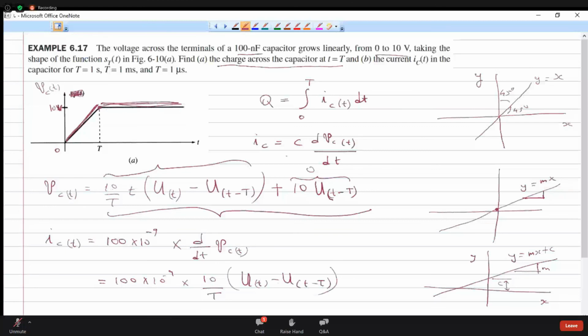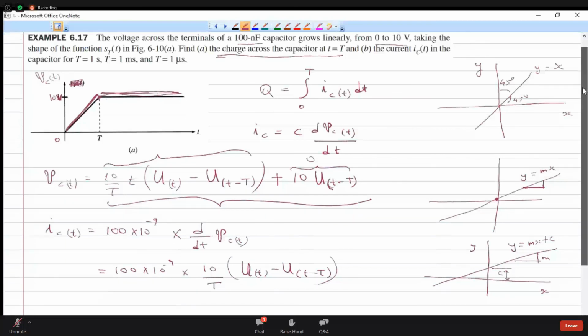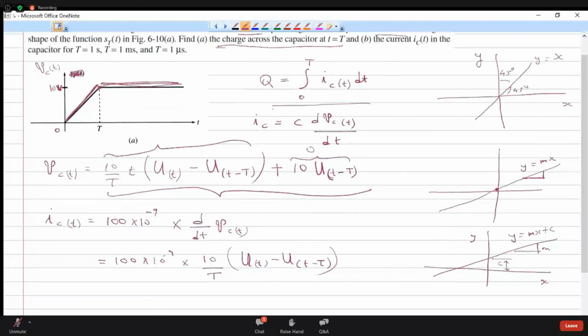But part one of the question is asking what is the charge across the capacitor at t equal to capital T. So for that we need the expression q equal to the integral from 0 to T of this current. Now what is q? Charge across this capacitor is equal to integral 0 to T of IC. So we can take all these constants outside. So that will be 100 into 10 power minus 9 into 10 by T.